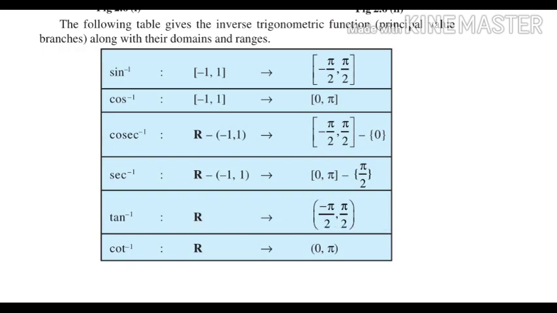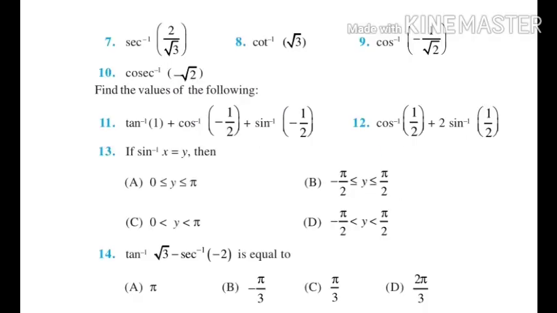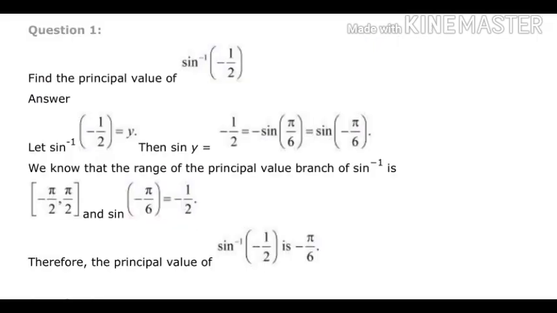Now students, we will do questions from NCERT exercise 2.1. You can pause the video and you can see the questions. Now we will solve question number 1.